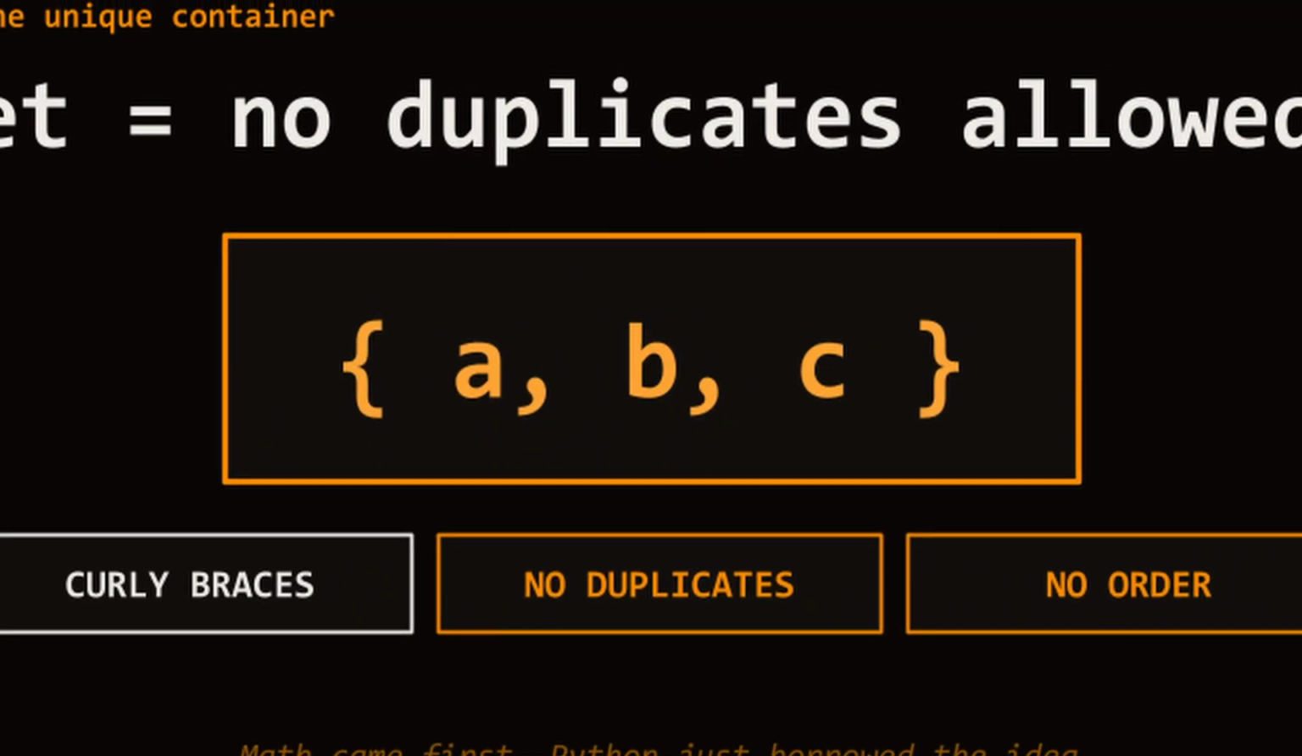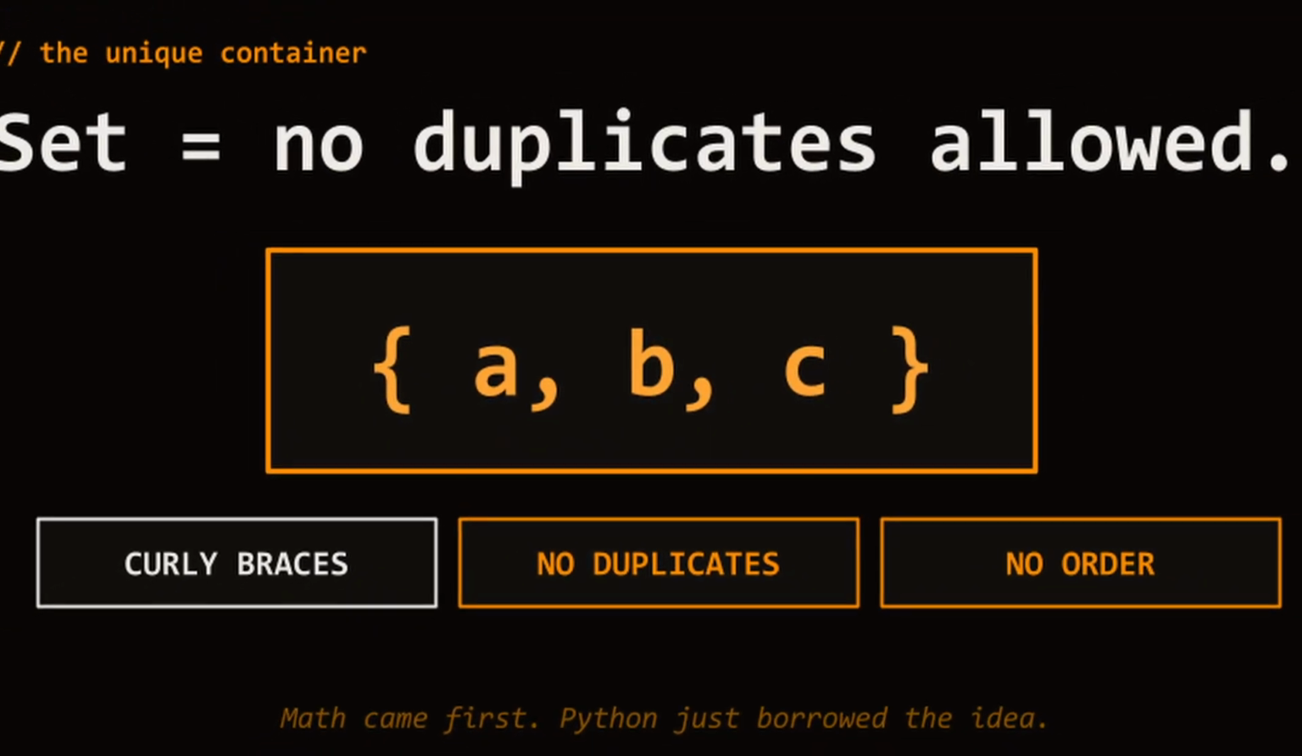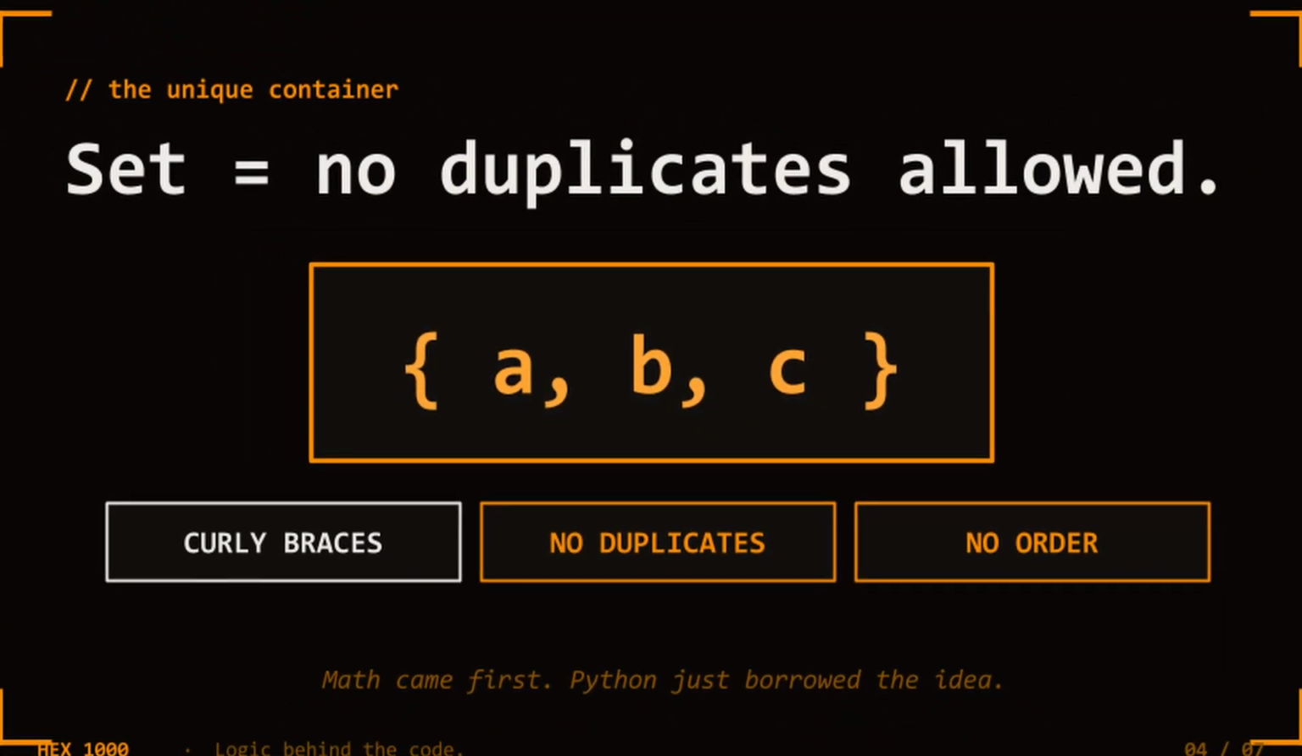If you say the set of vowels in English, it is A, E, I, O, U, not A, E, I, O, U, A, E, because A only counts once. That is the point. Python brought this idea straight into the language. A set in Python is a collection where every element is unique. If you try to add a duplicate, Python silently ignores it. Not because it errors out, because it's already there.